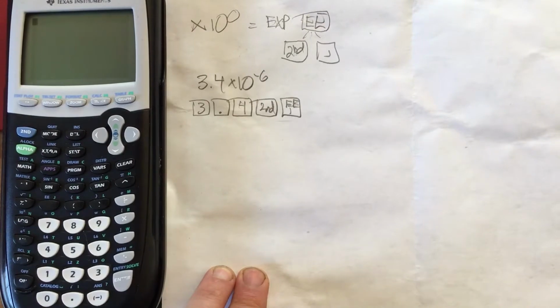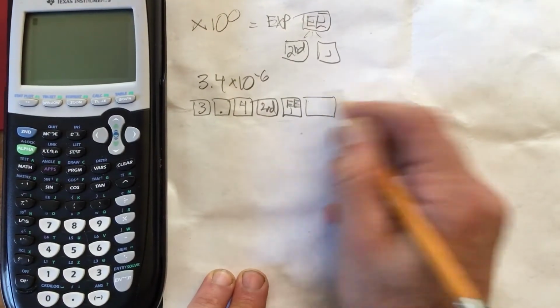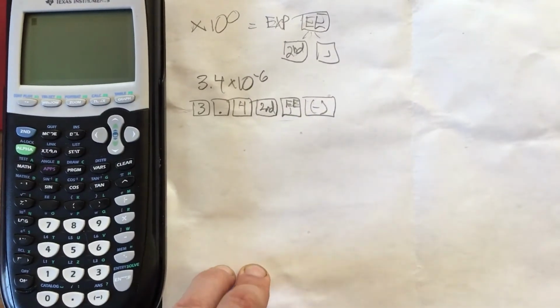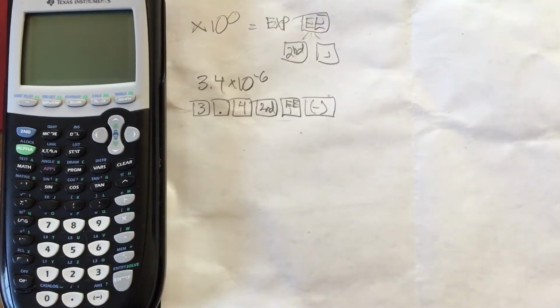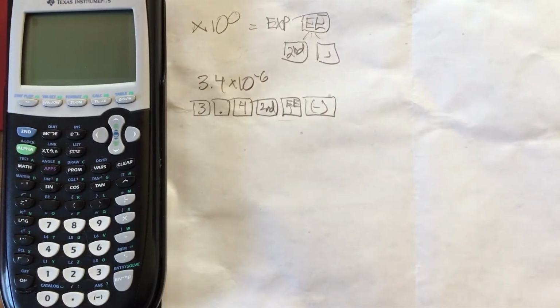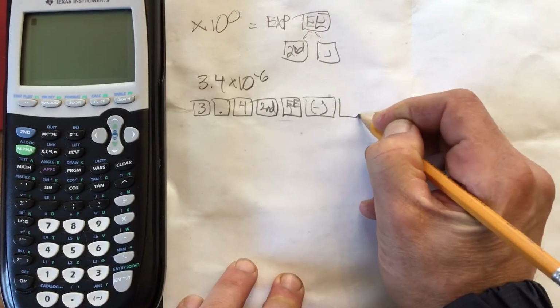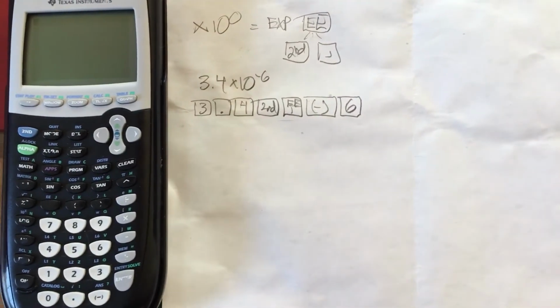So all you have to do then is put in the exponent. In this case, it's negative 6. So you have to press the negate key, not the minus sign. You'll get an error if you press the minus sign. On some calculators, this is a plus-minus key, but on the TIs, it's the negate sign in parentheses. And then the 6. And that's your number.